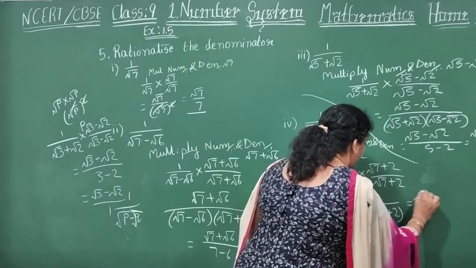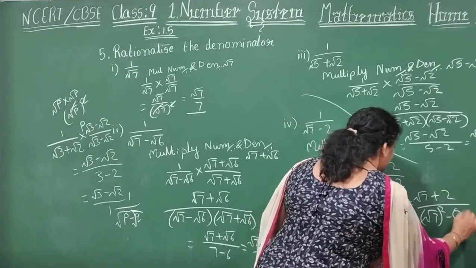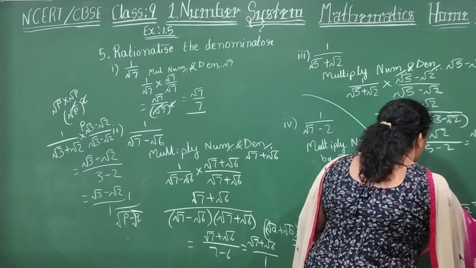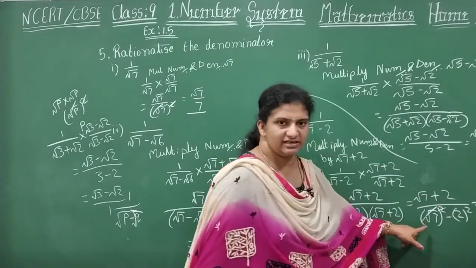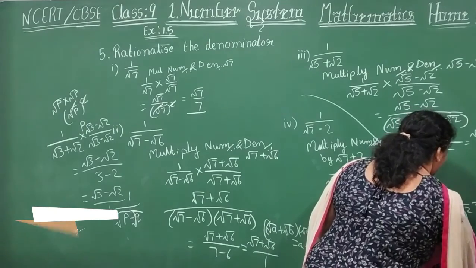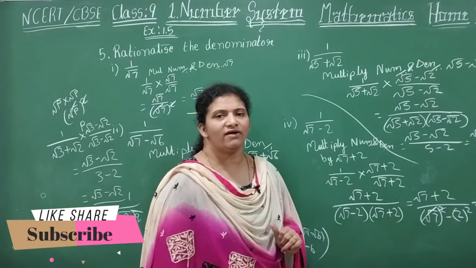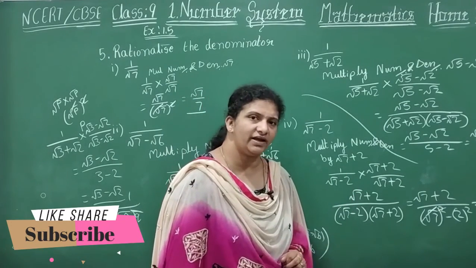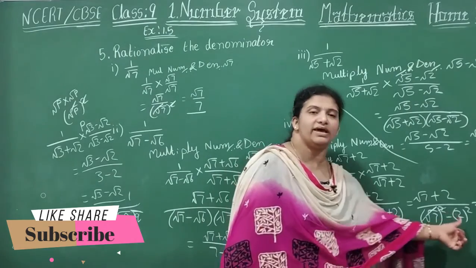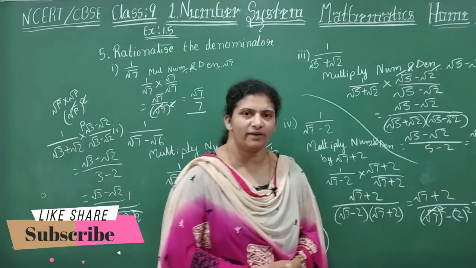So if you take that formula, root 7 plus 2 by a square minus b square, that will be root 7 plus 2 by, square root cancels, children, here, 7 minus 4. That will be root 7 plus 2 by 3. So this is your answer. So which formula have you applied here, children? It is a minus b into a plus b, that is a square minus b square. So when you apply, you are going to get your answer root 7 plus 2 by 3.